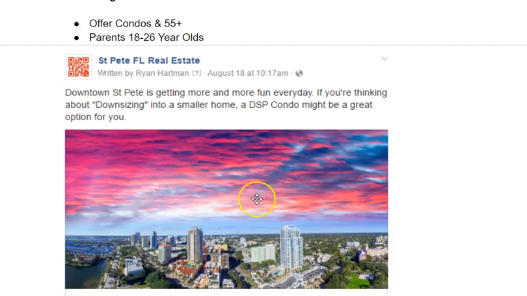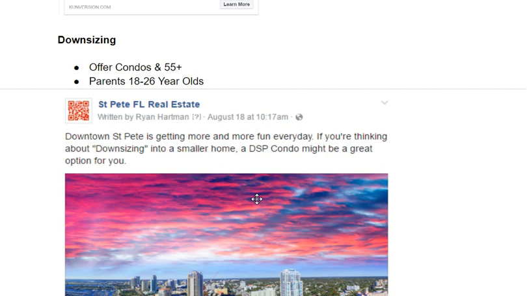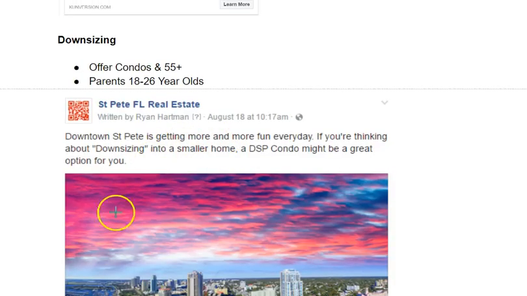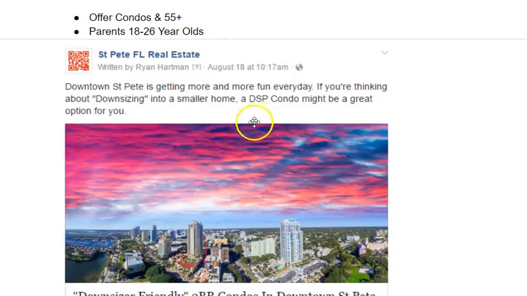to put somebody in your database. The next type, and I really like this and have had a lot of success with this, is the downsizing ads. So you offer smaller condos or homes in 55 plus communities that are downsizer friendly. You might target parents of 18 to 26-year-olds, which you can do on Facebook still. And you know that this might be an empty nester or somebody who has a house to sell because they want a smaller house. So, downtown St. Pete is getting more and more fun every day. If you're thinking about downsizing into a smaller home, then a downtown St. Pete condo might be a great option for you. So you might show this ad out in the suburbs of a big city, for example.